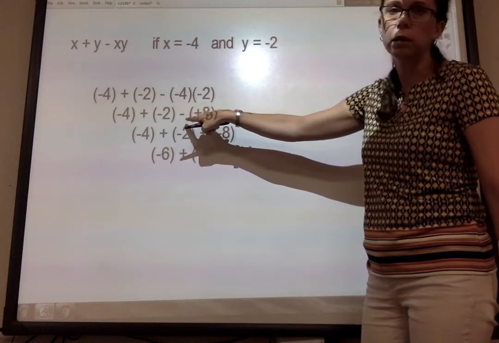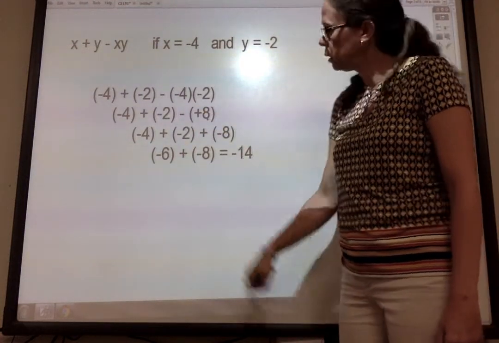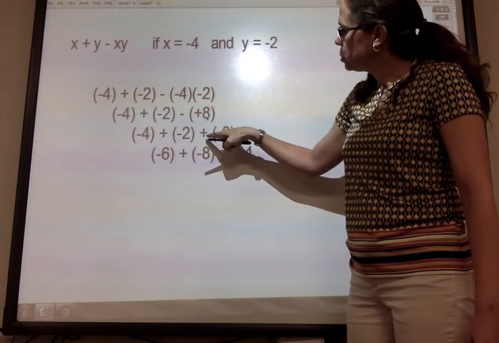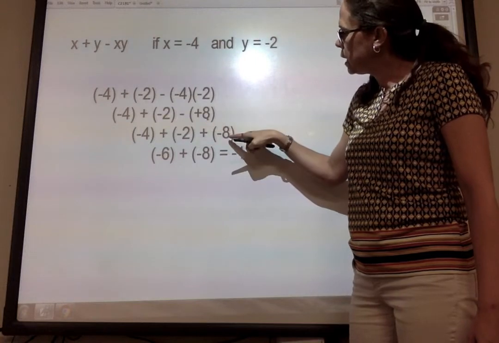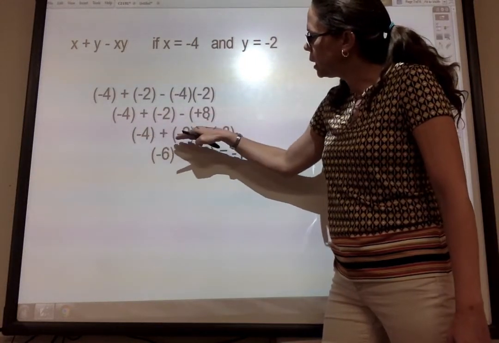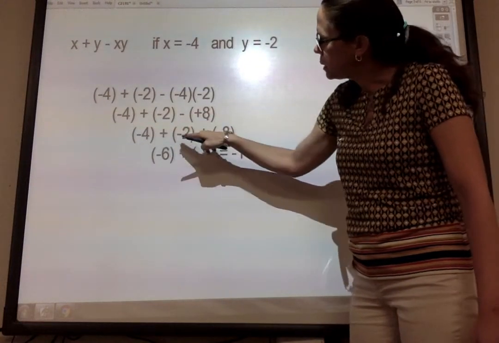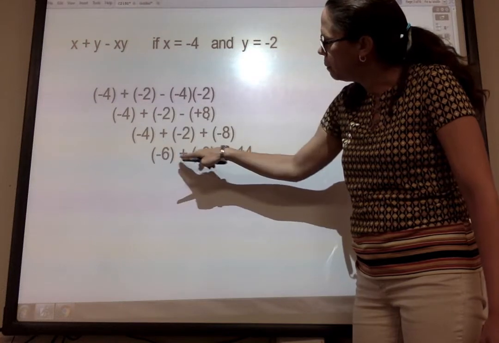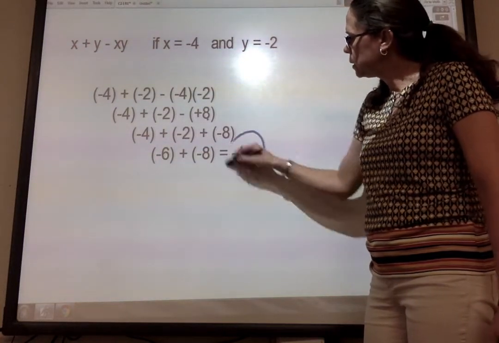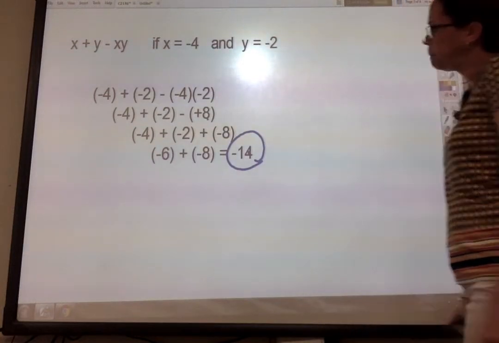Okay, so we had a minus here, right? Instead of subtracting, we're going to do algebraic addition. We're going to add the opposite. Subtraction turns into addition. The opposite of +8 is -8. Now I'm going to rewrite -4 plus -2 plus -8. -4 plus -2 gives me -6 plus a -8. Same sign, add and keep, and my final answer is -14. Okay?